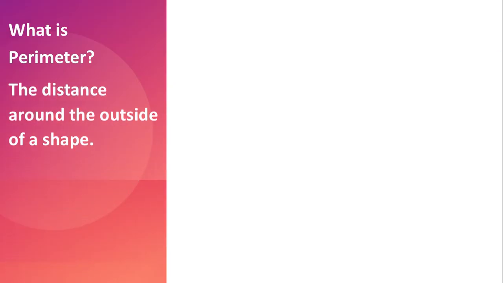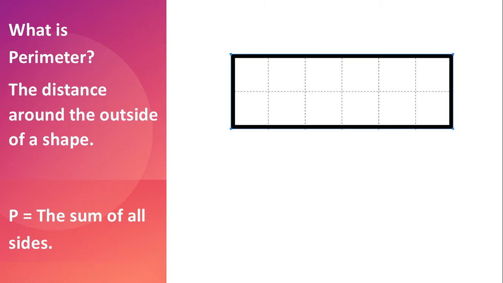So, what is perimeter? Perimeter is the distance around the outside of a shape. P is the sum of all sides. So here we have a rectangle. When we start to count the sides, we have 1, 2, 3, 4, 5, 6 sides on the top length.